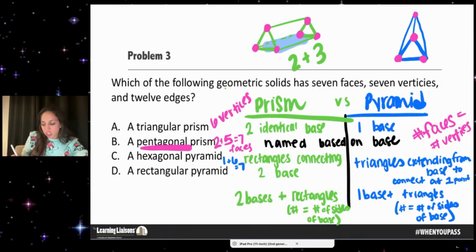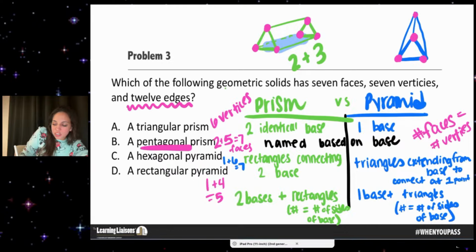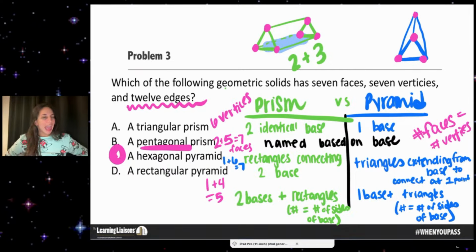A rectangular pyramid is going to have 1 base plus 4, which is 5. So I don't even have to calculate the number of edges because I was able to figure out the number of faces and vertices in all of my shapes. And the hexagonal pyramid was the only one that had the 7 and the 7. Does that make sense? All right, let's go ahead and move on to problem number 4.